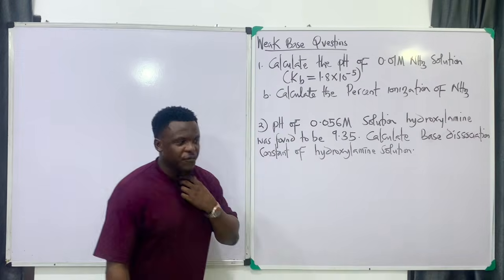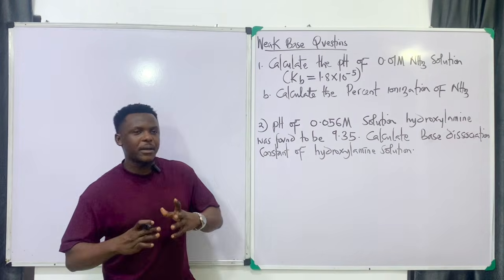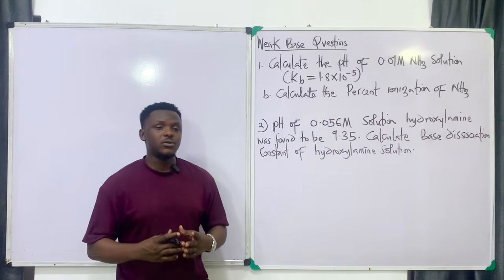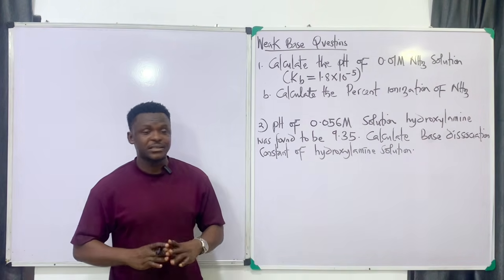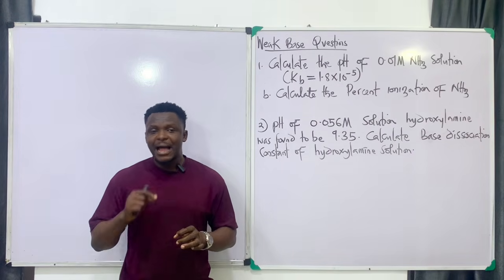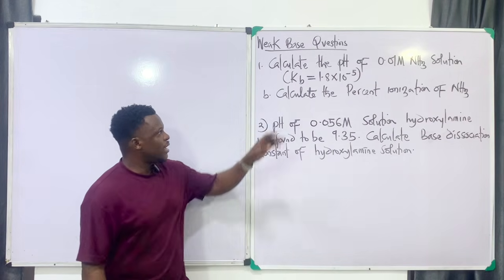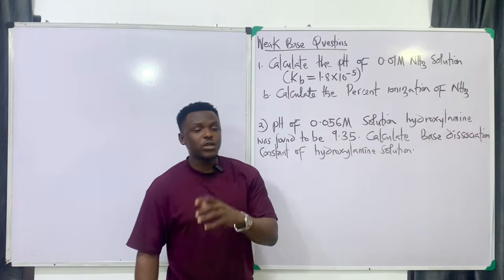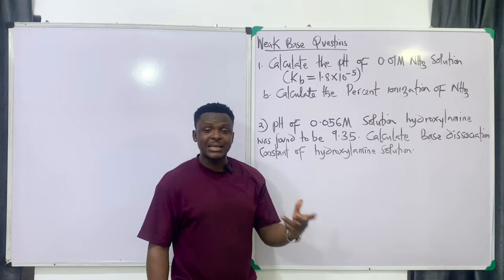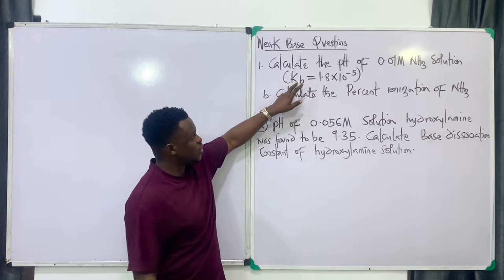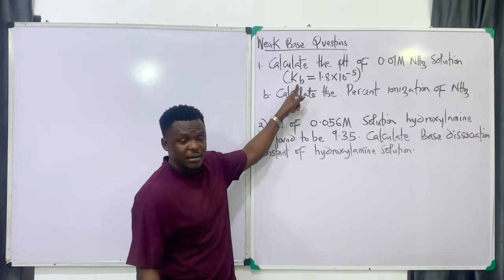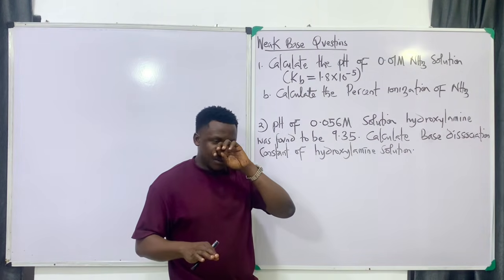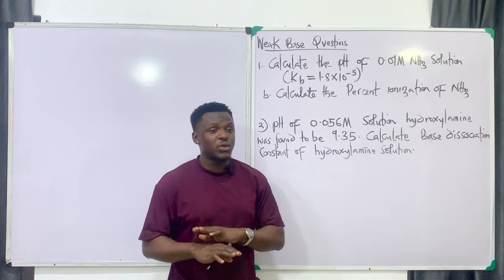So we have a few examples under weak base. Now weak base and weak acid, their calculations are almost very similar. The only difference is that for weak base, you need Kb, that is base dissociation constant. In the case of acid, it was Ka, acid dissociation constant. Okay. Now they said calculate the pH of 0.01 molar ammonia solution. Now what you simply need to know, if the solution is an acid or a base, is the dissociation constant. Once you see Kb, whether there is OH or not, just know it's a weak base. If it's in the case of an acid, once you see Ka, just know it's a weak acid.